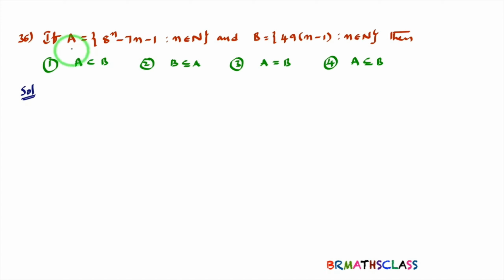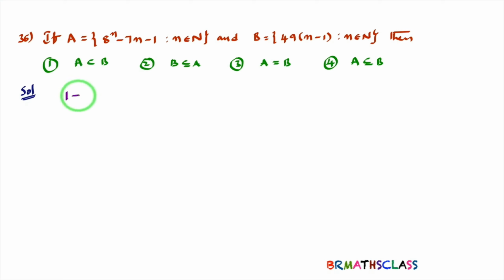You observe this question. Set A is 8 power n minus 7n minus 1, where n is a natural number. Set B is 49 into n minus 1, where n is a natural number. Then which of the following options is correct? This is a little difficult problem on set theory. To understand this problem, you must know the binomial theorem. In case you don't know that, you just know this statement from the binomial theorem.